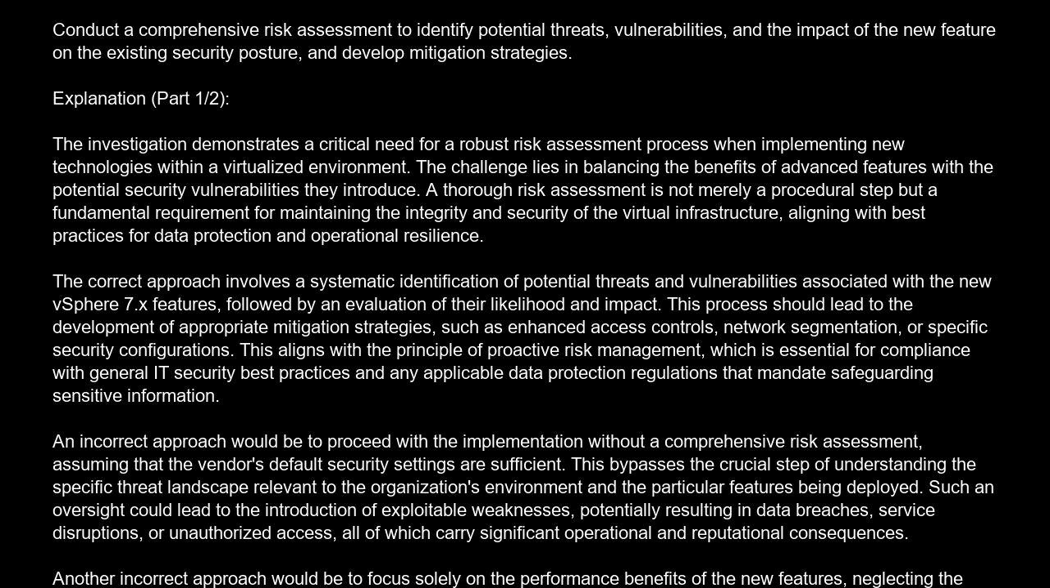An incorrect approach would be to proceed with the implementation without a comprehensive risk assessment, assuming that the vendor's default security settings are sufficient. This bypasses the crucial step of understanding the specific threat landscape relevant to the organization's environment and the particular features being deployed. Such an oversight could lead to the introduction of exploitable weaknesses, potentially resulting in data breaches, service disruption, or unauthorized access, all of which carry significant operational and reputational consequences.